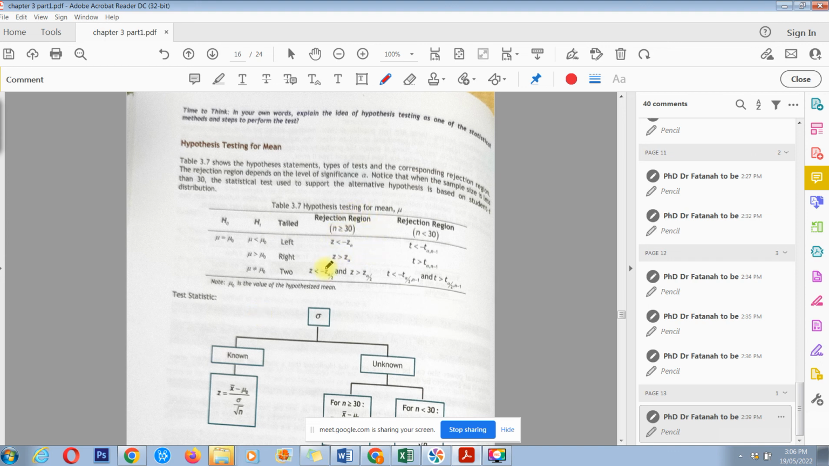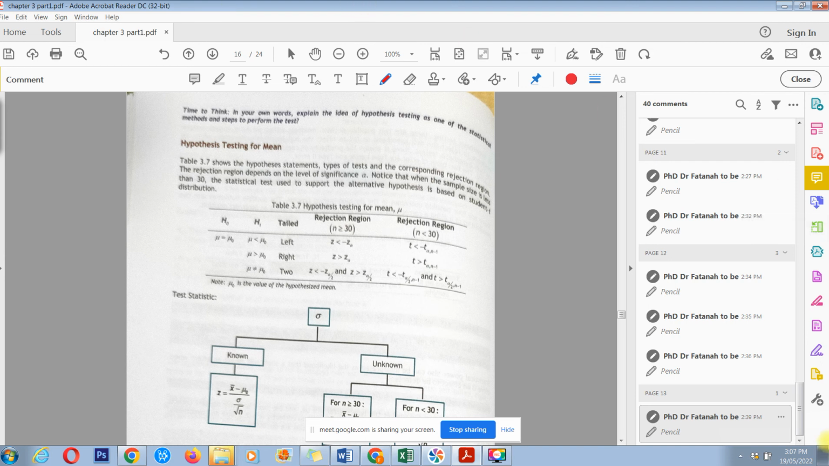So here we have a rejection region. We have n greater or equal to 30. If n is greater or equal to 30, we have this kind of region that we need to consider to reject. If less than 30, we use the t test, and then this is the confidence.